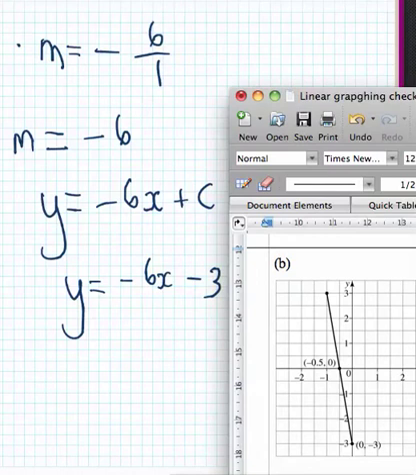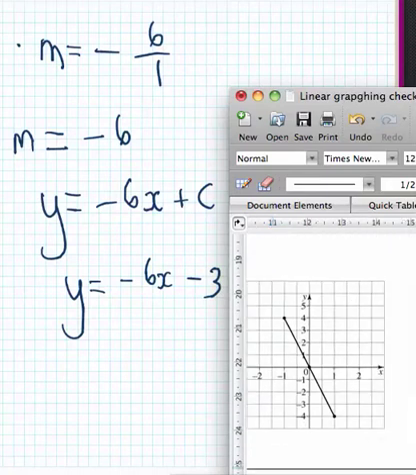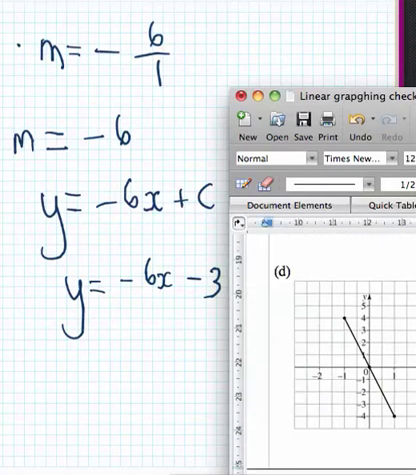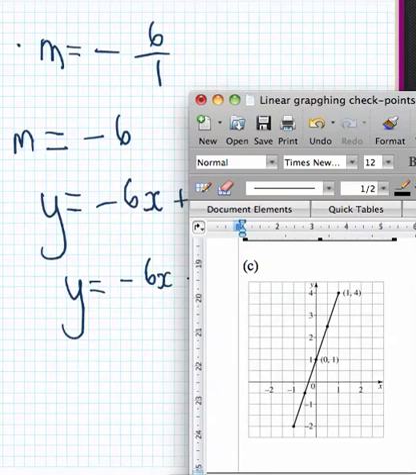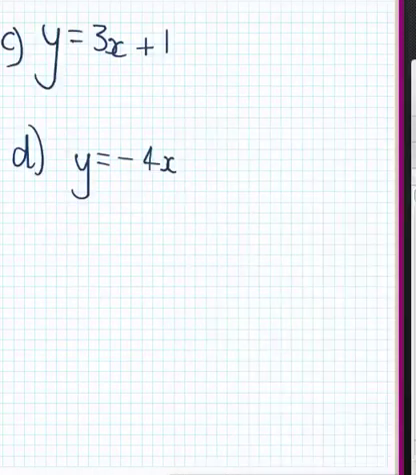So for the other ones, because we're running out of time, I'll just write the answers for you. Just remember, rise and run between 2 points. D has a negative gradient, so you should have had a negative gradient. And C is a positive gradient up the hill. And I'll just write the equations for you. So here are the equations for C and D. That's what you should have had.